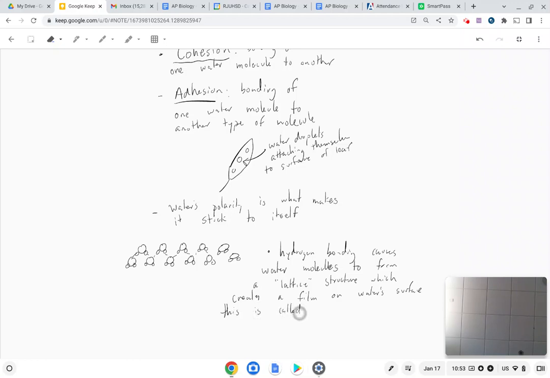We're going to underline surface tension because that's one of those phrases that you're going to want to be able to pull out of your back pocket for free response questions. You could use that phrase that water has a surface tension. So today we're going to mess with that surface tension a little bit, and we're going to try to measure it.